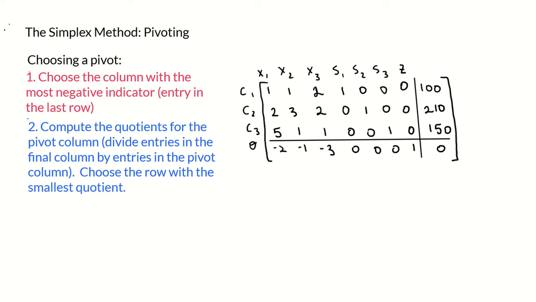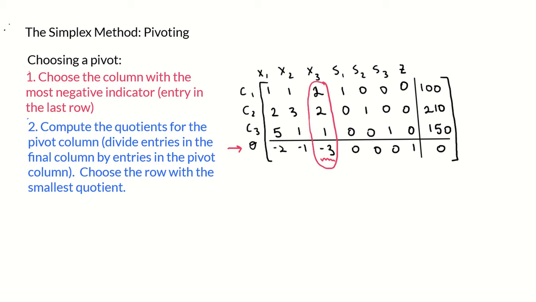The pivot is the entry in the Simplex tableau around which we try to simplify the matrix. And we choose it in a really specific way. So in order to choose the pivot, we first choose the column with the most negative indicator. The indicator row is the row that contains the coefficients of the objective function, so that's the final row in the matrix. So we choose the column with the most negative indicator. -3 is the most negative number, so that means that we are looking in the x3 column.